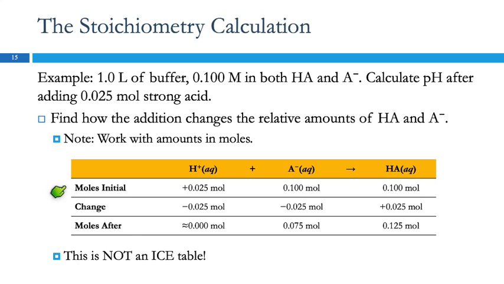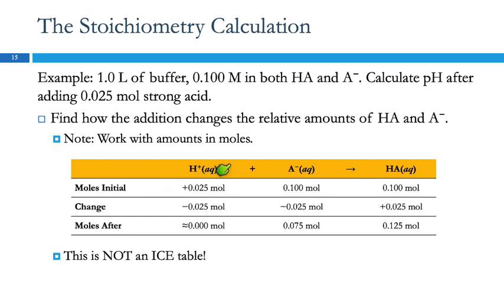So we're looking at the moles initial and the moles after. How many moles do we have initially? We have to look at molar amounts: moles, not the molarity. We have to work in moles. So we have 1 liter of this concentration, and the math is really simple then. 1 liter times 0.1 molar is 0.1 moles, right? So I'm starting out with 0.1 moles of the acid and of the conjugate base, and I'm adding 0.025 moles of strong acid.